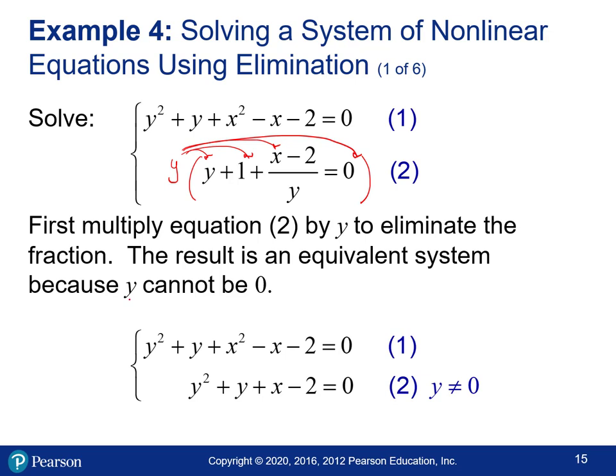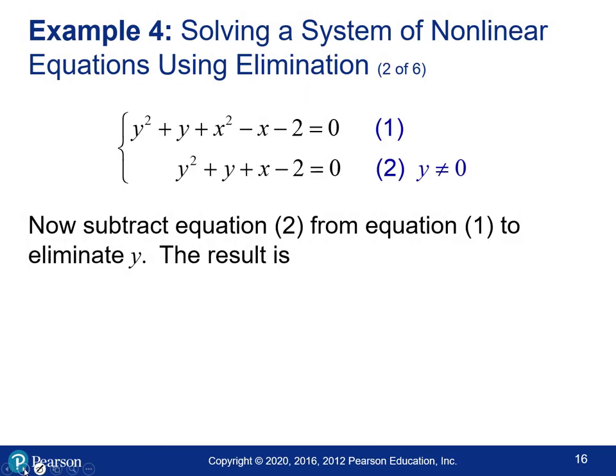But keep in mind that y used to be in the denominator, so y can't be 0. So if it comes up in any of our solutions, we just have to say, well, it can't be 0 because y used to be in the denominator. So this is our new version of number 2. This looks a little nicer to work with, so that'll be easier for us.